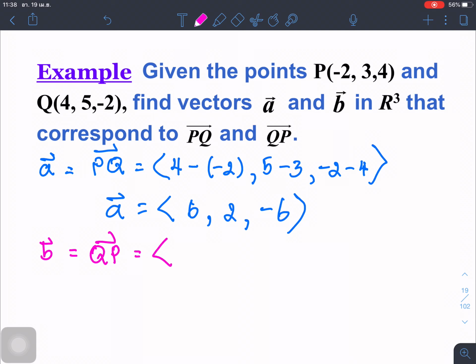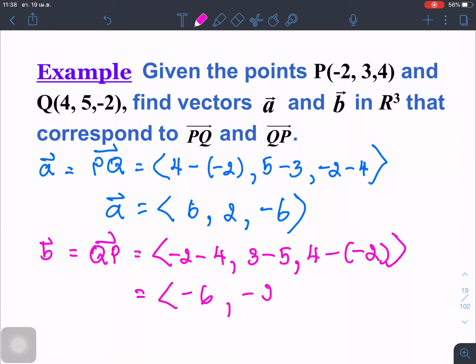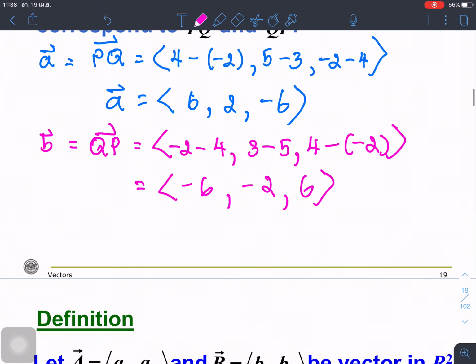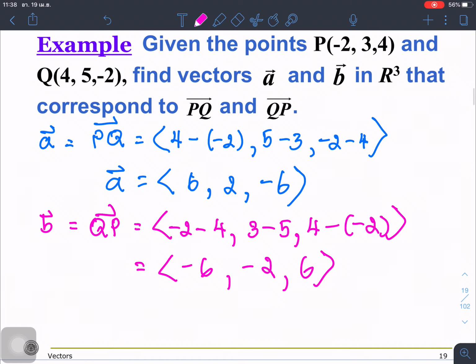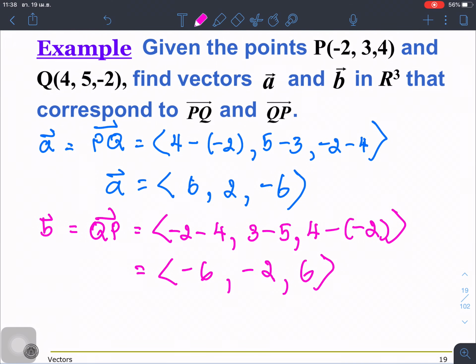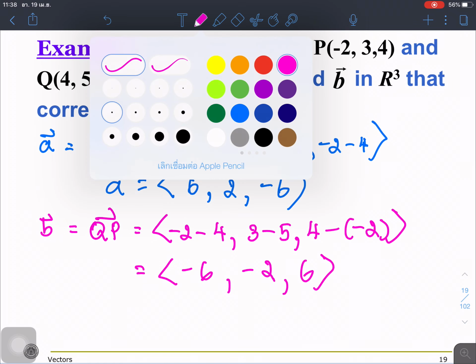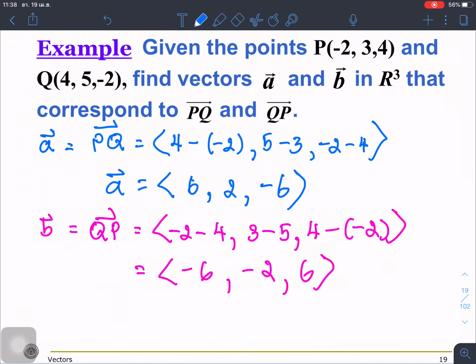So then the answer should be the negative of vector I. So negative 2 minus 4, 3, negative 5 minus 5, 4 minus negative 2. Okay, so you get negative 6, negative 2, and 6. All right, so hopefully you understand it. It's not that complicated, right? If you have seen it before, that would be great, because now you can move on quickly.